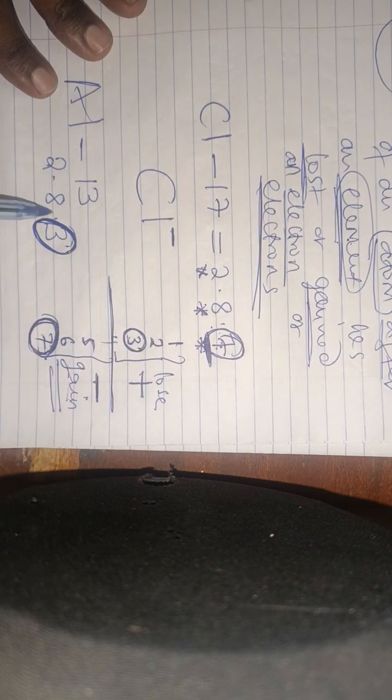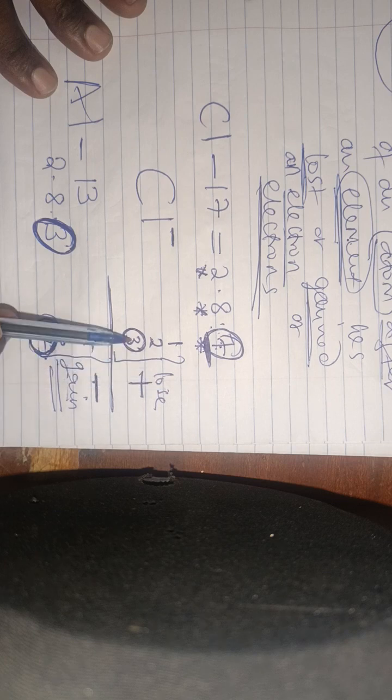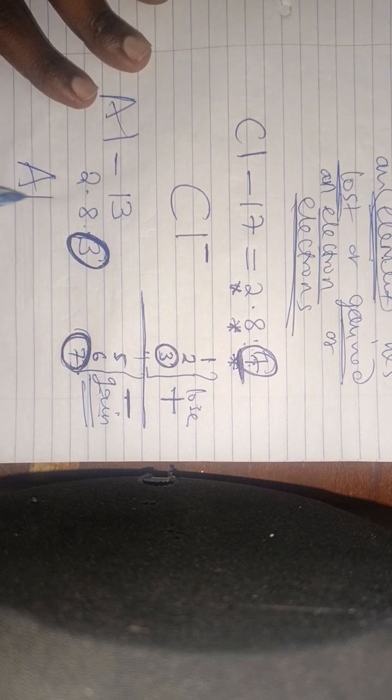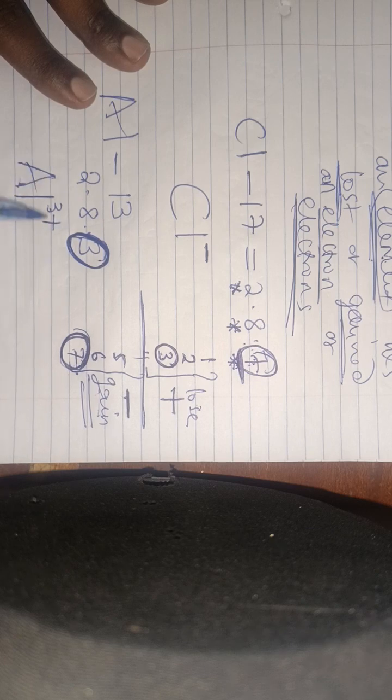So 2, 8, 3. It has 3 in the outermost shell, so it must lose them. Because 3 is here, it must lose. So it must develop a positive charge. So I can come and say aluminium, then I write my 3, then I write my positive charge. That tells you it has lost 3 for it to be stable.